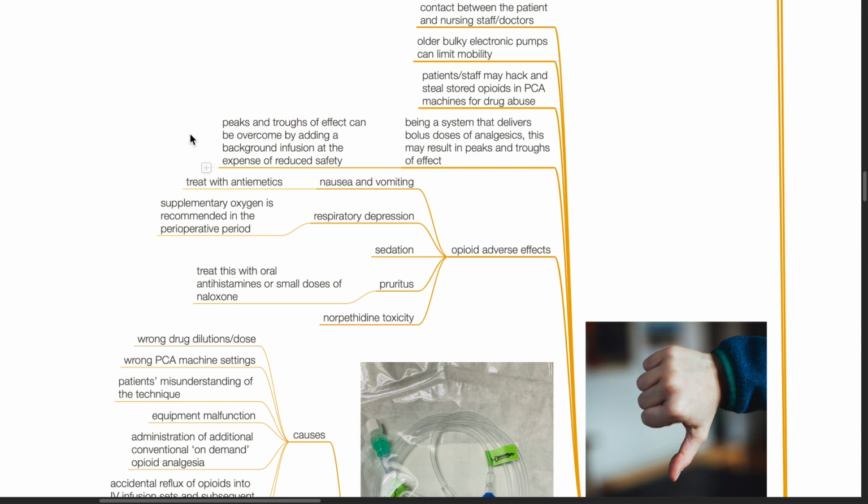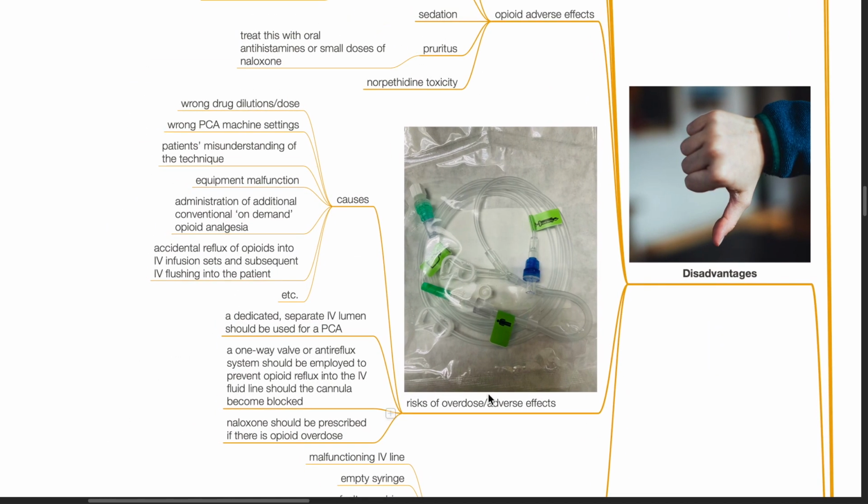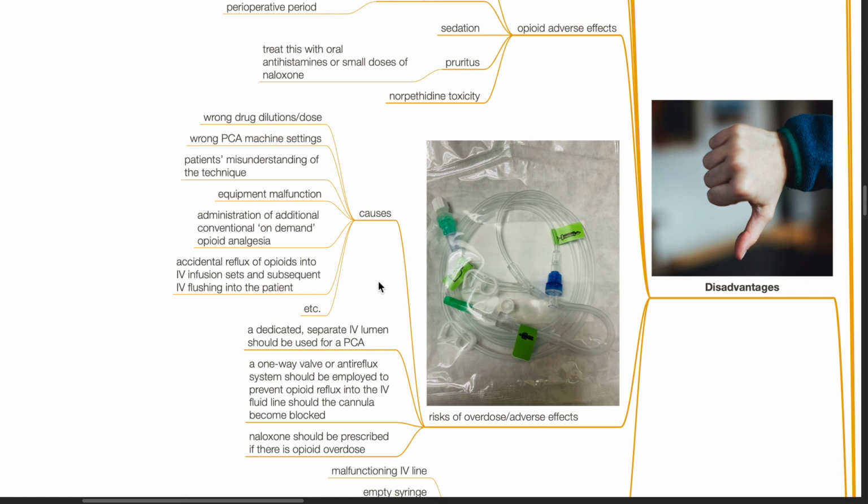Opioids can cause various adverse effects, such as nausea and vomiting, respiratory depression, sedation, pruritus, and if pethidine is used, norpethidine toxicity. Risk of overdose or adverse effects. Causes include wrong drug dilutions or dose, wrong PCA machine settings, patient's misunderstanding of the technique, equipment malfunction, administration of additional conventional on-demand opioid analgesia, accidental reflux of opioids into IV infusion sets and subsequent IV flushing into the patient. Naloxone should be prescribed if there is opioid overdose.